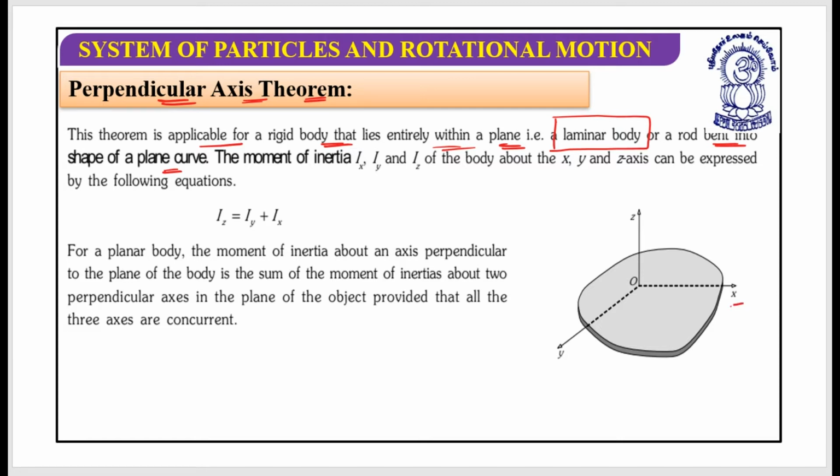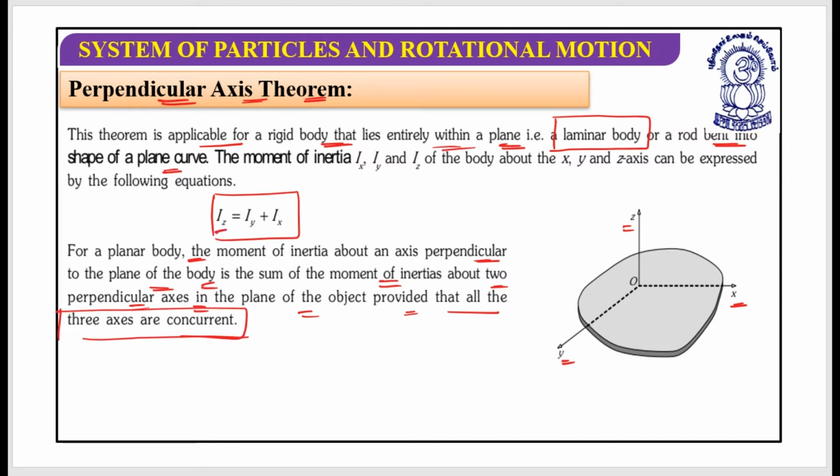Let's suppose this is the x-axis, this is the y-axis, this is the z-axis. According to this theorem I could write Iz is equal to Ix plus Iy. So for a planar body, I repeat, the moment of inertia about an axis perpendicular to the plane of the body is the sum of the moment of inertia about two perpendicular axes in the plane of the object, provided that all three axes are concurrent.